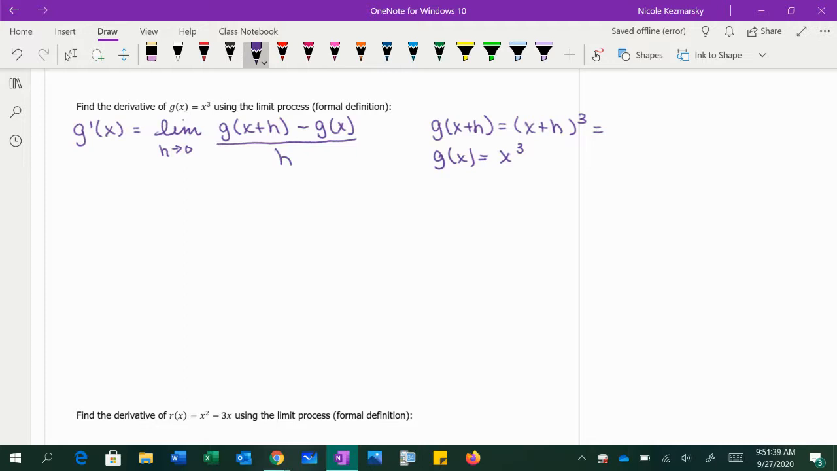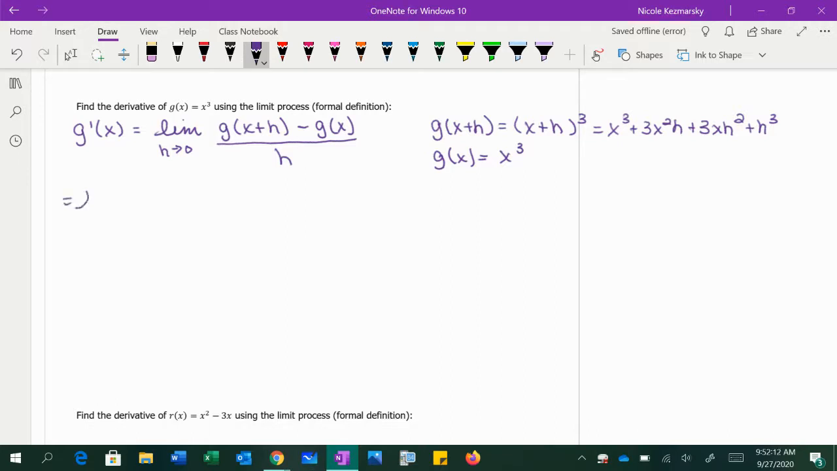X plus h to the third will expand using the binomial theorem. I'm going to attach a video of the binomial theorem in case you guys didn't cover it as much in pre-calculus. But the binomial theorem is going to expand so that we get x cubed plus 3x squared h plus 3xh squared plus h cubed. Okay, so that's expanding using the binomial theorem.